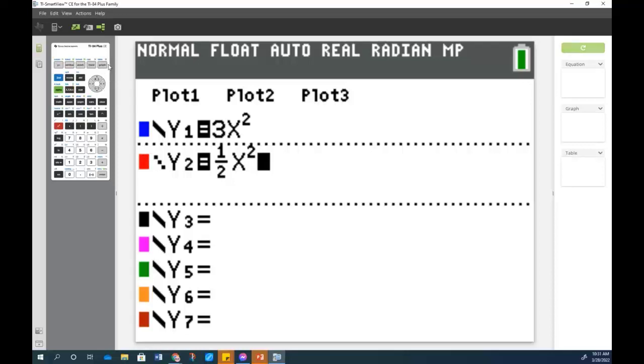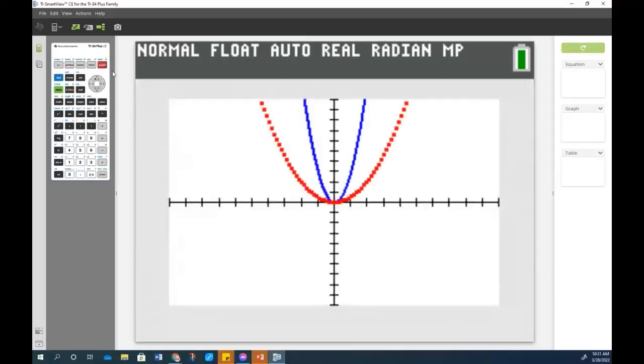This one with the 1/2 is going to graph in red. Okay, so a 3 makes it look more narrow than the 1/2. So we can see what that number in front does, and it affects the way things look.